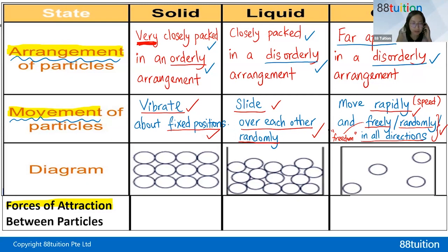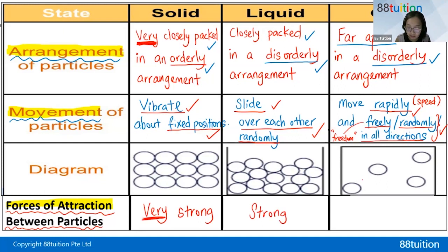All right, let's go to forces of attraction now. How about forces of attraction between the particles? The words between the particles are important. You cannot just write forces of attraction, full stop. Forces of attraction between particles. So for solid, is it very strong or what? Thank you. Here again, you need the word very: very strong. Then the forces of attraction between the particles in the liquid would be just strong. How about the forces of attraction between the particles in a gas? The forces of attraction between the particles will be weak. In fact, it's very weak.